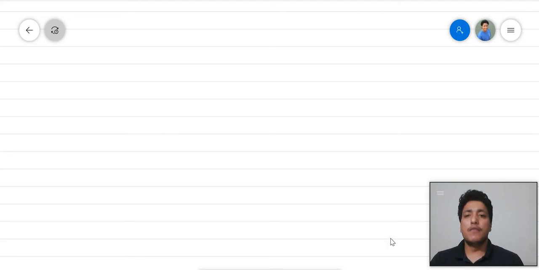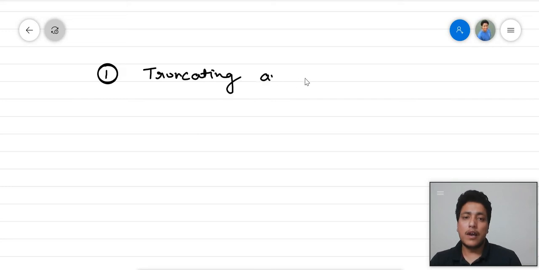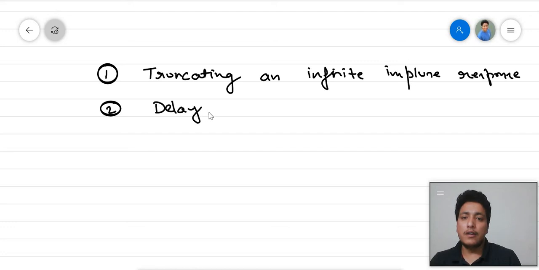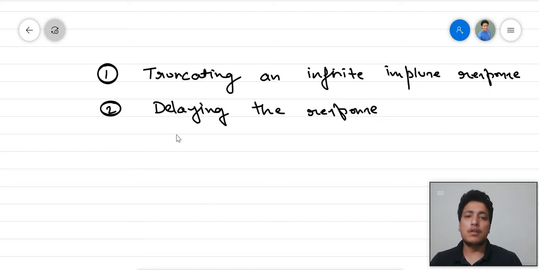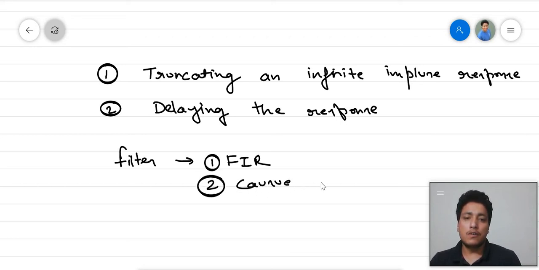In the last lecture, we used an ideal filter frequency response and tried to realize it using two techniques. First, truncating an infinite impulse response. Second, delaying the response. These two points make the filter FIR first, and second, causal in nature. Now FIR is finite impulse response.